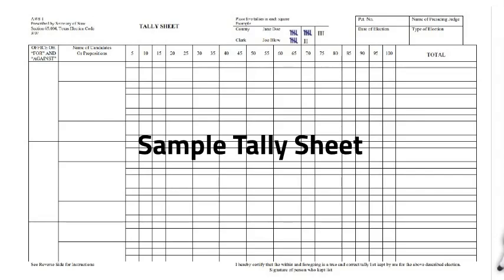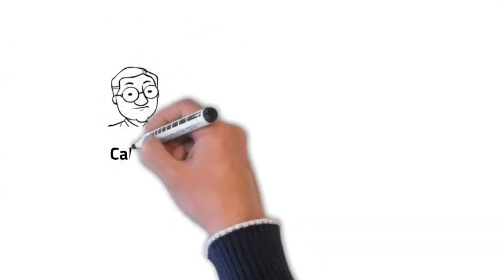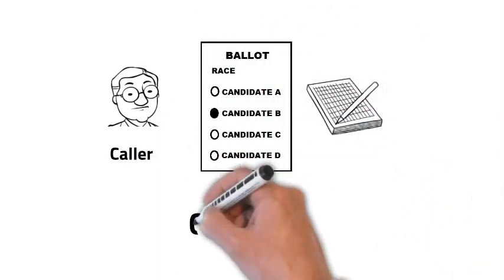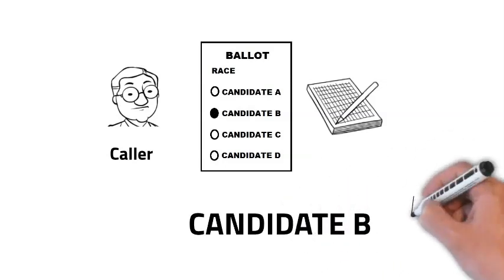To the right of each candidate's name are rows with sections for the tally marks, and at the end of each row is a totals column. The caller starts with a ballot and calls the contest and the candidate receiving the vote in that contest, all the way down the ballot. As the caller calls a vote for a given candidate as well as any measures being voted for or against, the markers will make a small vertical tally mark.